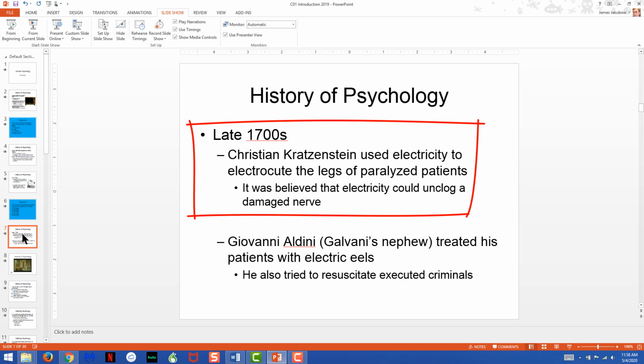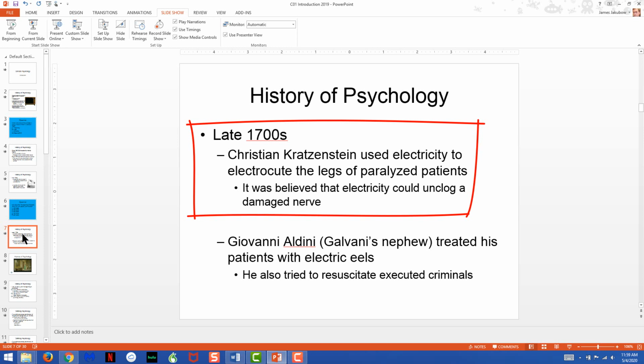So as a result, medical doctors took these larger versions of Leyden jars and they would electrocute the patients in the hope of flushing their nerves out in the same way that Drano cleans out a pipe in your kitchen sink. And so Kratzenstein would go off into the woods and he would find dead animals, oftentimes dead birds, bring them back to his laboratory and electrocute them to try to bring them back to life.